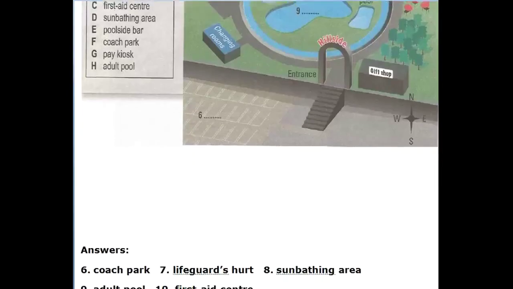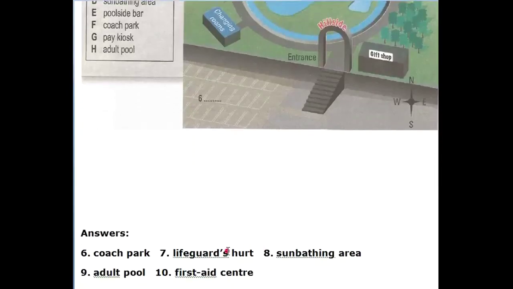Your answers are Coach Park for number 6, Lifeguards Hut for number 7, Sunbathing Area for number 8, Adult Pool for 9, and First Aid Centre for number 10.